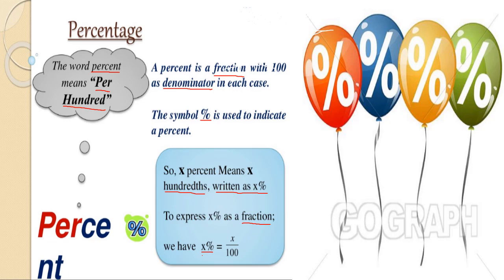To express x percent as a fraction, we have x percent is equal to x upon 100. So wherever you see a number like 5%, it is 5 by 100, and 7% is 7 by 100. That symbol shows you 100 in the denominator. Let's go further and do some examples to understand it well.